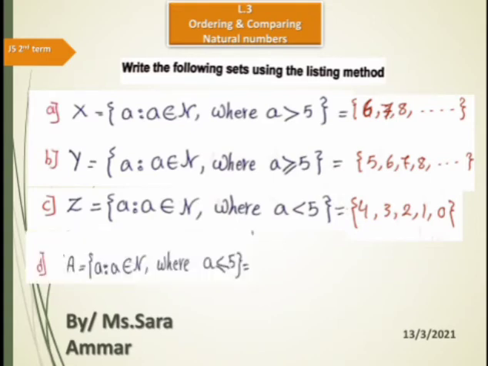Again, the same question in D and C. However, we have a dash under the inequality: A less than or equal to 5. So the difference between this answer and the previous answer is that the 5 will be included as well.